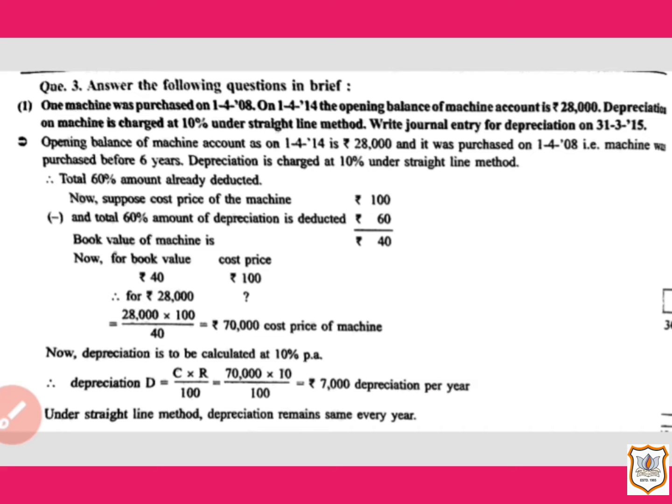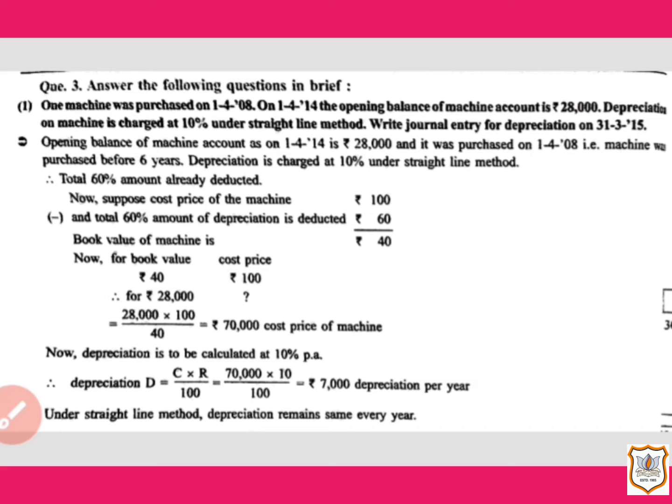then if 60% amount of depreciation is deducted, that means rupees 60, that is 6 years multiplied by 10%, that is the rate of depreciation. So that comes to 60. So 100 minus 60, that comes to rupees 40. So 40 is the book value of machine. So if book value of machine is rupees 40, on that we assumed cost price rupees 100.